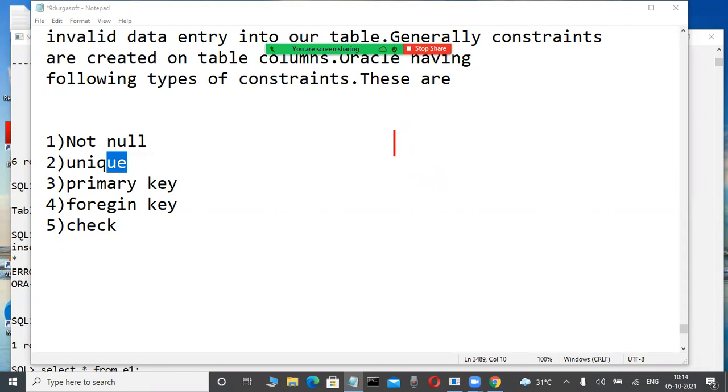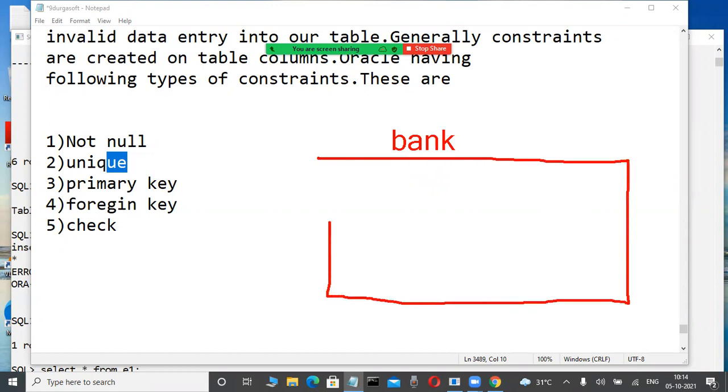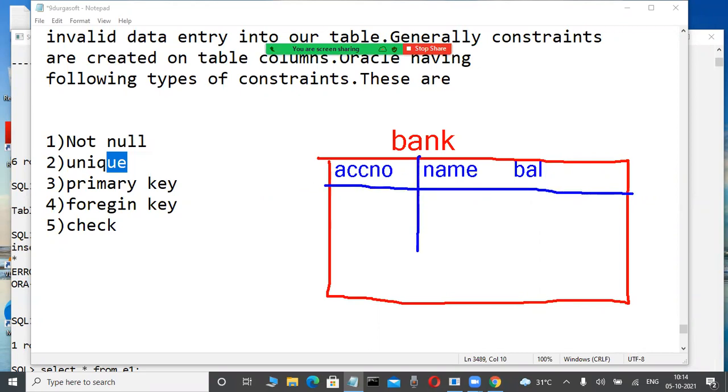Easily understandable. Suppose a bank is a table. Don't write it here. Very interesting. In this bank table, everyone knows account number is a column. Slowly observe here. Account number is a column. Again, here name of the account holder, balance, address. So many columns are there. These are the columns. For example, just one table, easily understandable.